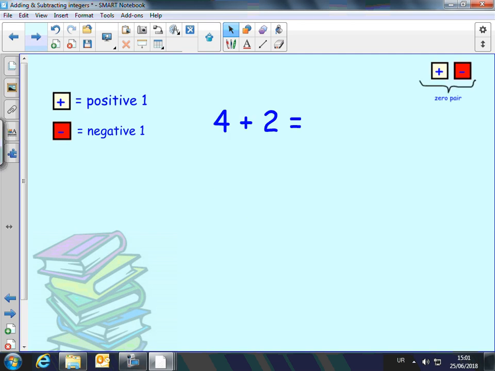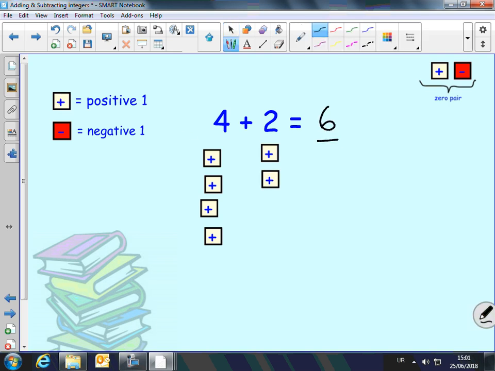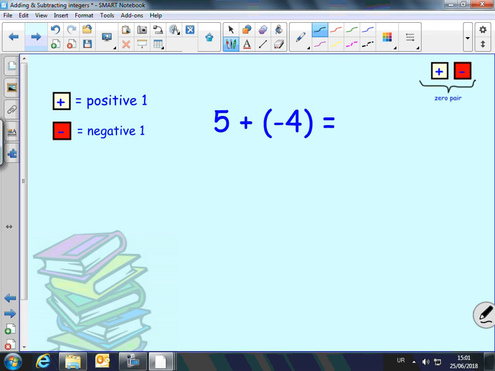So the first example, really straightforward. We have 4 positives to represent 4, and we're going to add on 2 positives to represent the 2. And as you can see, 4 plus 2 does indeed give you 6. Positive 6.